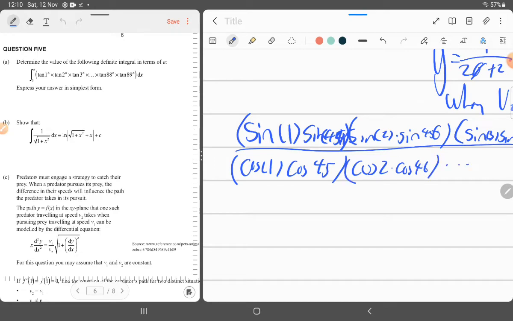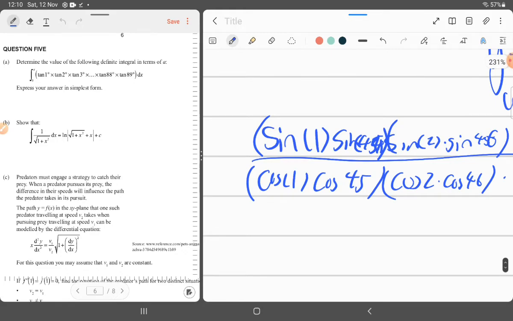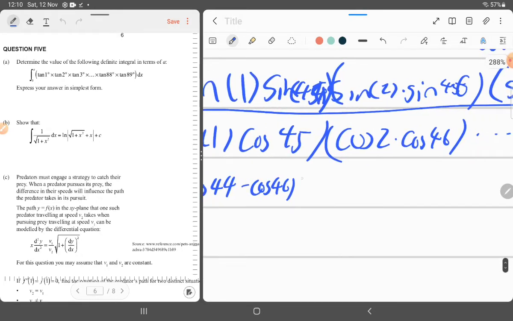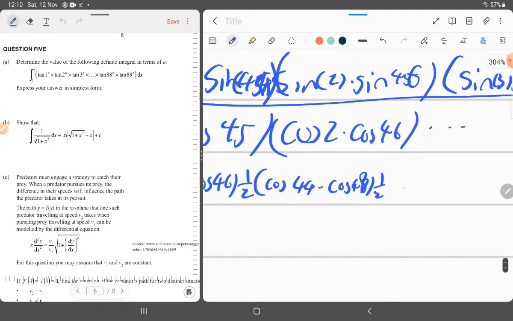Then I looked at my formula sheet and I saw that sine 45 times sine 1 is half of cosine 44 minus cosine 46, half of cosine 44 minus cosine 47, and 48, half of cosine 44 minus cosine 50 dot dot dot, all over.